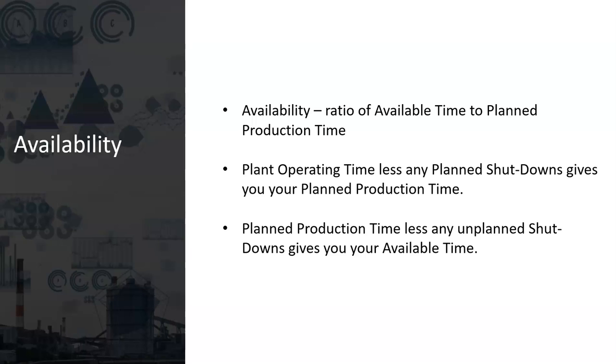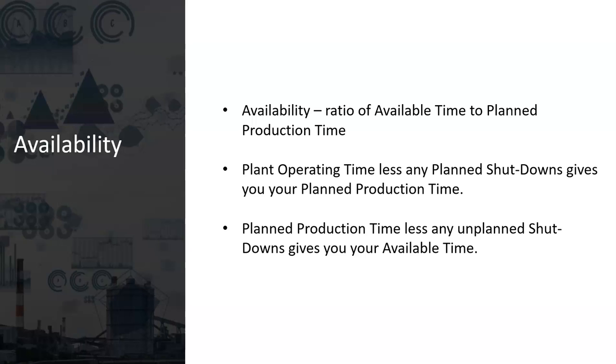Availability takes into account availability loss, which includes all events that stop planned production. Availability loss includes unplanned stops such as equipment failures and material shortages, and planned stops such as changeover time, planned maintenance, or lunch breaks. Availability is calculated as a ratio of available time to planned production time.